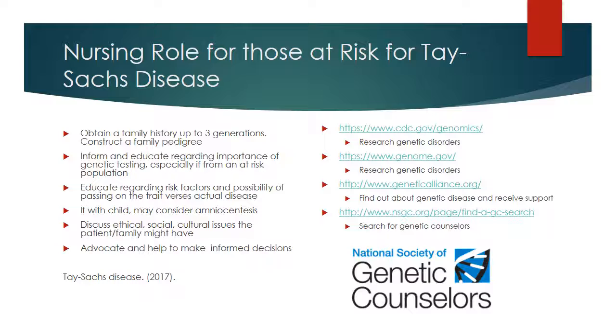For example, if the child does have Tay Sachs disease, what would be the next option? Some would say abortion and some would say not. The other role for the nurse for a person at risk for this is to be an advocate and a help to make informed decisions. And on the side here in this slide, we also have links to websites where more information can be found, and also a link for if they're searching for a genetic counselor.